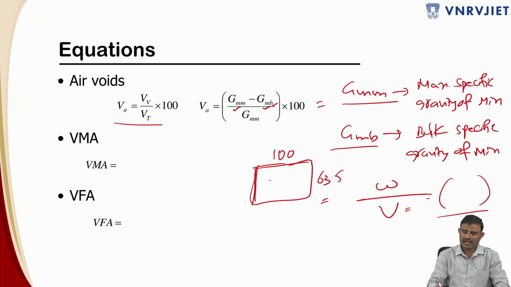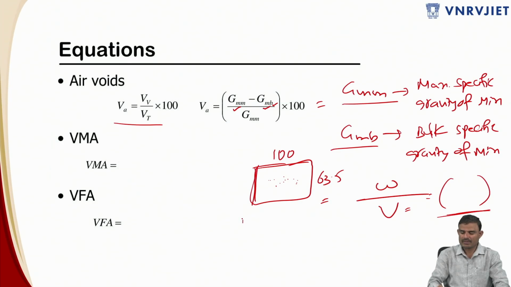In this, you are going to have some air voids. That is why we are going to have a lesser value, because we have already understood that there will be some amount of air voids present inside the mix. That leads to a reduction of the specific gravity, and that is called the bulk specific gravity, because we are taking the bulk of the sample, not only the mixture alone.